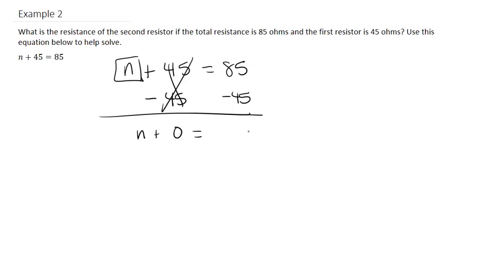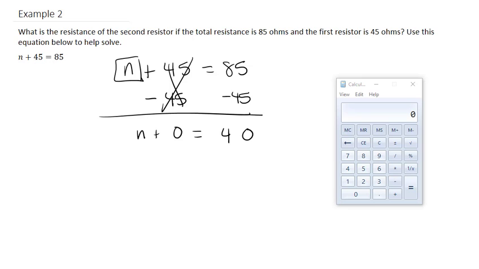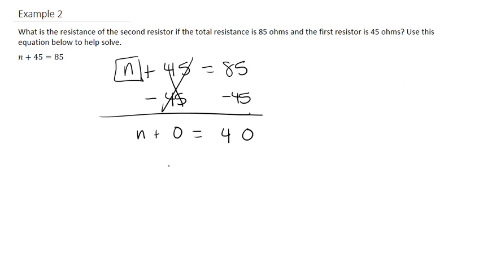So 5 minus 5 is 0. 8 minus 4 is 4. Here's our calculator. We can confirm that we did it right. So we go 85 minus 45, which is equal to 40. So n is equal to 40 ohms.